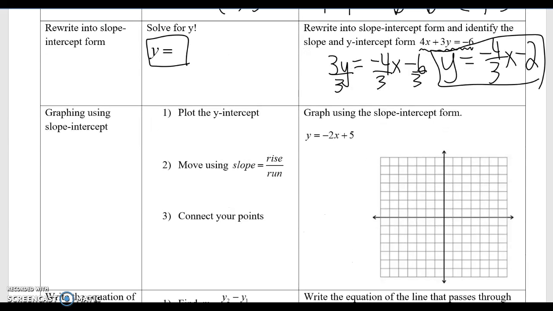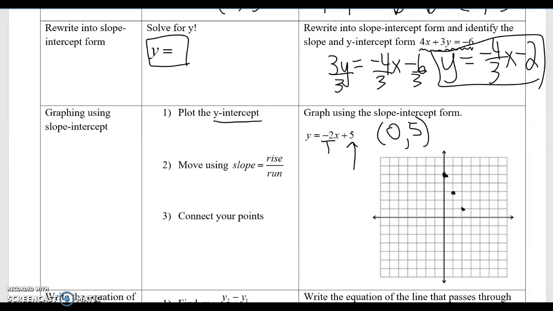If we wanted to graph this using slope-intercept form, we would put negative 2 over 1, that's rise over run, and my y-intercept is 5. So my first point that I plot is the y-intercept, which is 0, b. So I'm going to plot 0 and go up 5. Then I'm going to use my rise over run. It'll be down 2 and right 1.